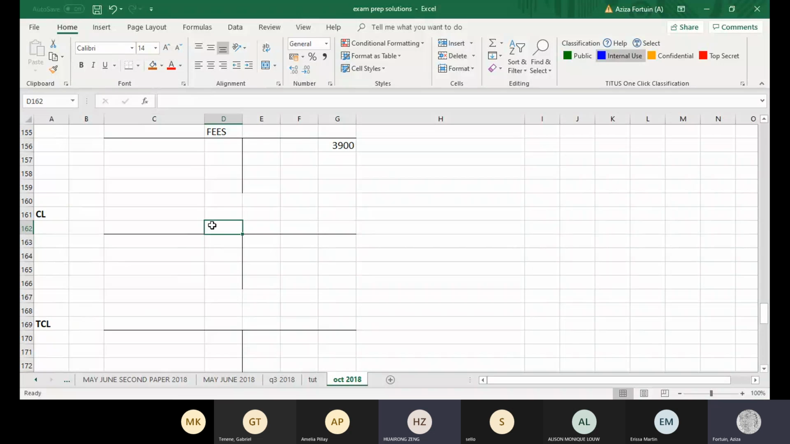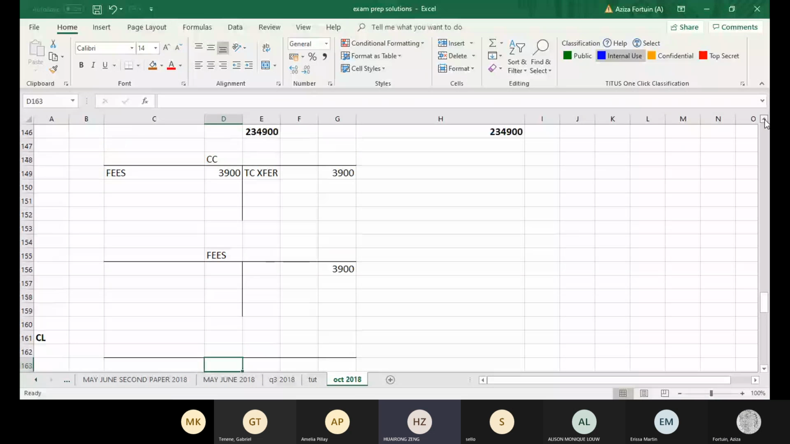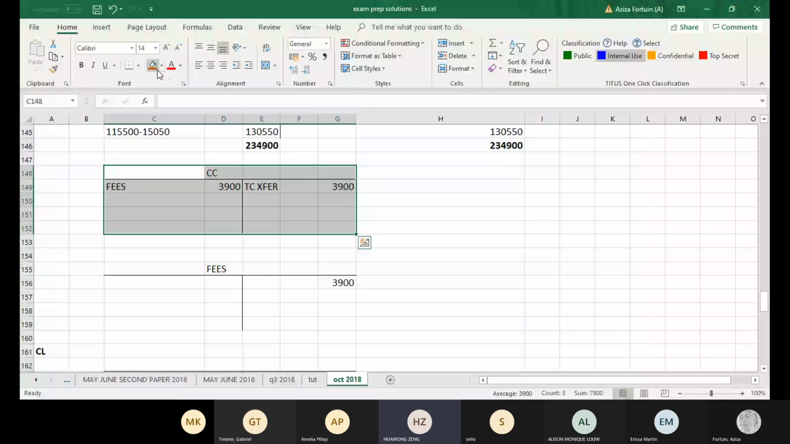For the client's ledger, we are mentioned about the instructed attorney. So like we said, there is only one claim. There is only one business claim. So basically the very easy secret is just copy from the claims control account. So look at the claims control account you already did at the left side. Just copy it. So debit side will be the fees, 3,900, and the credit side will be the 3,900.